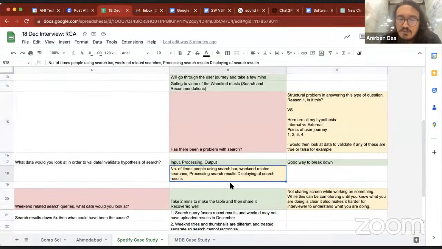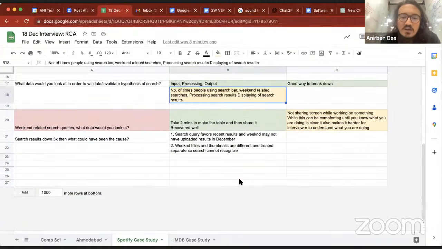Then you mentioned number of times people using search bar, Weekend related. Here, possibly an improvement could be actually framing this as a metric. So number of times people using search bar is a metric. Weekend related searches is a metric. Processing search results and displaying of search results, though, aren't really articulated as metrics. So you could have said that, I'm going to look at search responses for Weekend results. I'm going to look at CTR for Weekend results. I'm going to look at latency for Weekend related searches. Those are some of the things that you got in the table. Okay.